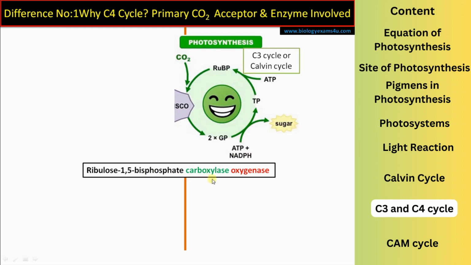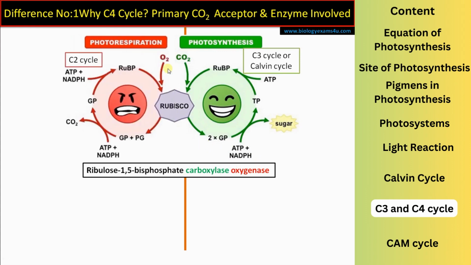This Rubisco has yet another activity, which is the oxygenase activity. If the concentration of oxygen is high, this Rubisco will bind to oxygen rather than carbon dioxide. On binding of oxygen, Rubisco forms 2-phosphoglycolate, therefore the first stable compound is 2-phosphoglycolate, therefore it is called a C2 cycle.